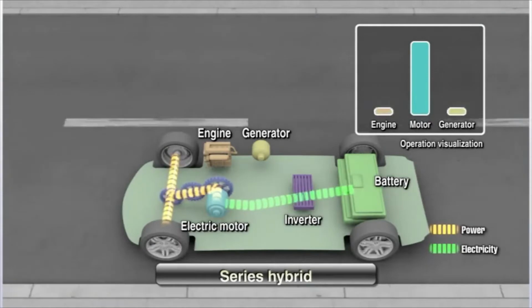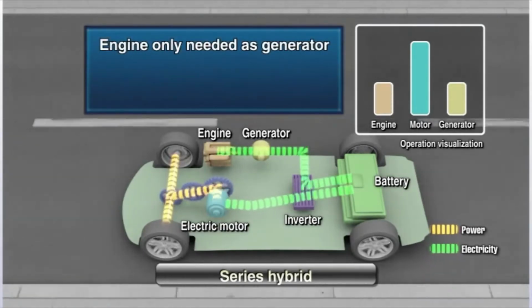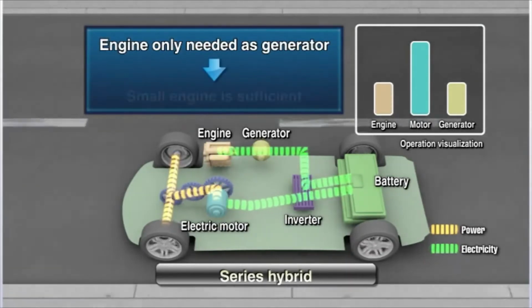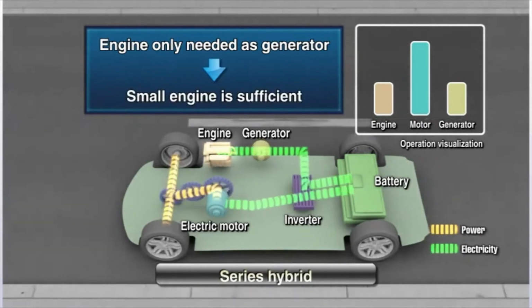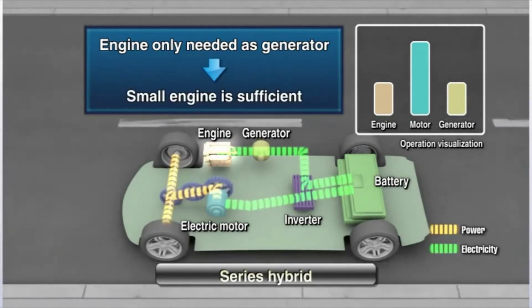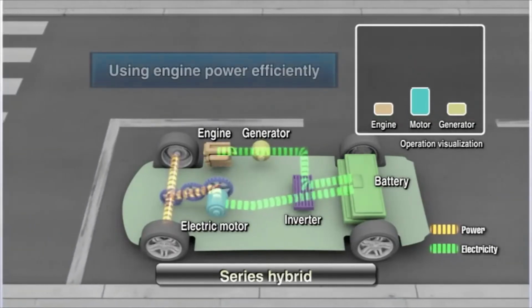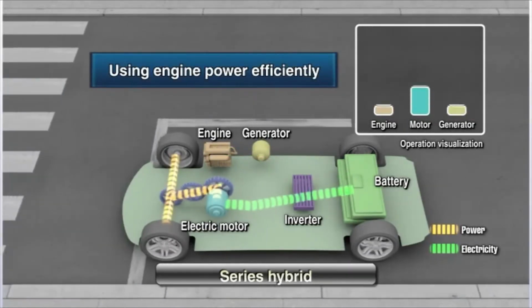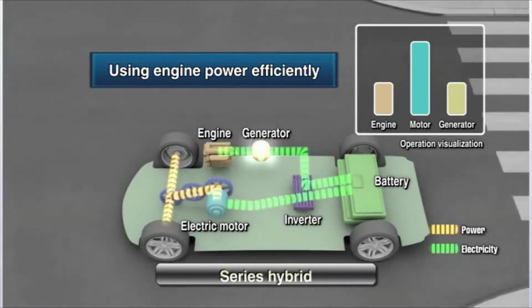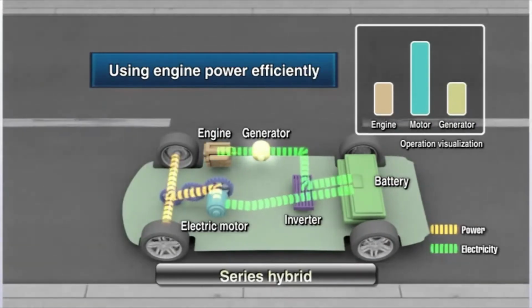Because the engine is only required to generate enough output to power the motor, a smaller engine can accommodate a relatively large car. Unlike the larger engines of the past, the hybrid system is perpetually optimized to yield the highest efficiency regardless of driving conditions.